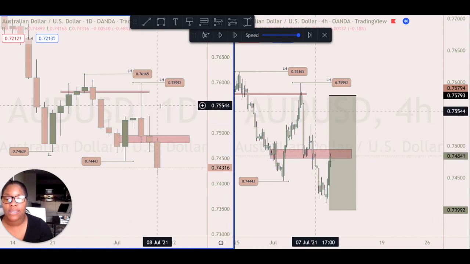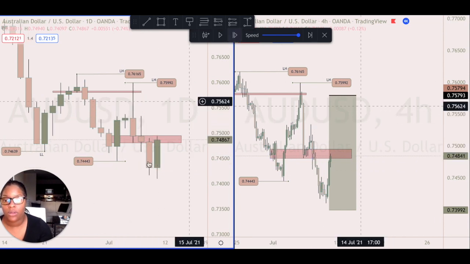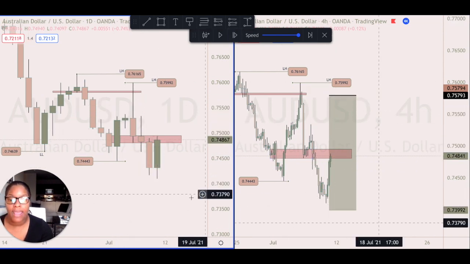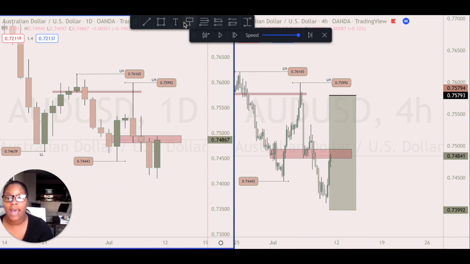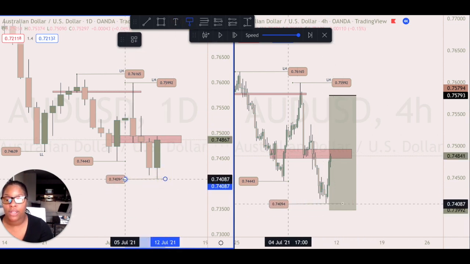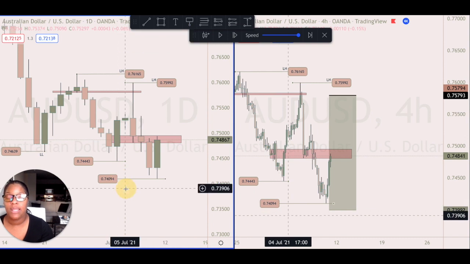So now I'm going to play the daily time frame forward. As you can see, this pullback, we're back up into here. So I can say this is potentially my new lower low. Now, when it comes to trading, you have to be patient enough to let price move.